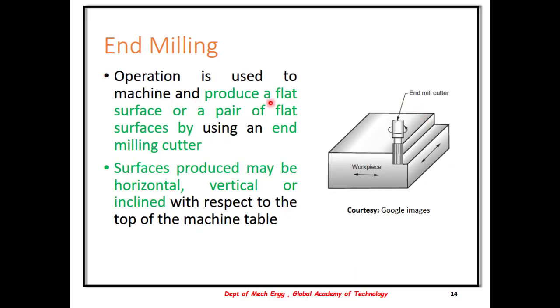In end milling, the operation is done to produce a flat surface or a pair of flat surfaces using an end cutter, that is, wherever the edges need to be worked upon is done using an end milling process. The surfaces that are produced could be horizontal, vertical or inclined with respect to the machine table.